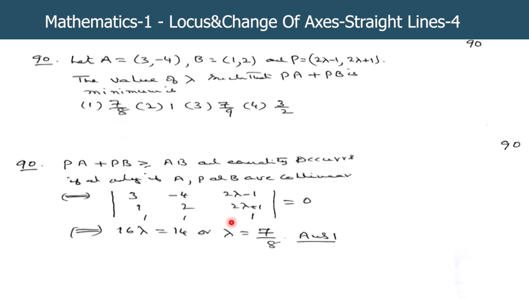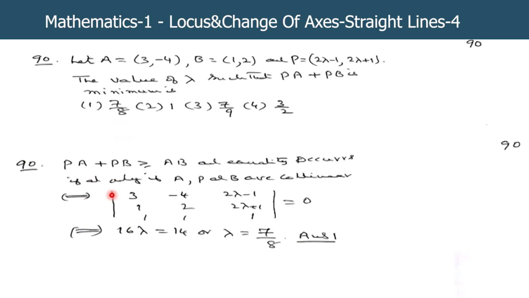So, next, question 90. A is equal to (3, -4), B is (1, 2), P is (2λ-1, 2λ+1). Find the value of lambda such that PA plus PB is minimum. We know the triangle inequality: the sum of two sides is greater than or equal to the third side, and equality occurs if and only if all the points are collinear. So equality occurs if and only if A, P, B are collinear.